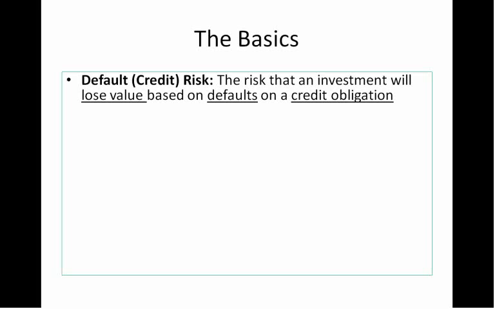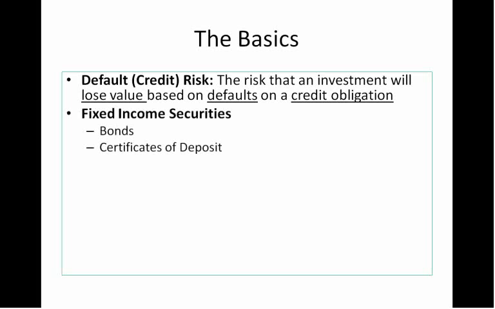Default risk is most commonly associated with what are called fixed income securities. Fixed income securities are things like bonds and certificates of deposit that pay out interest rates. Things like stocks and commodities are different. Stocks receive dividends, and commodities just kind of appreciate or depreciate in value. So they are not considered fixed income securities in the traditional sense.